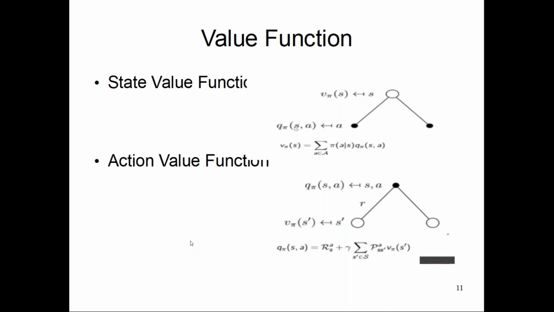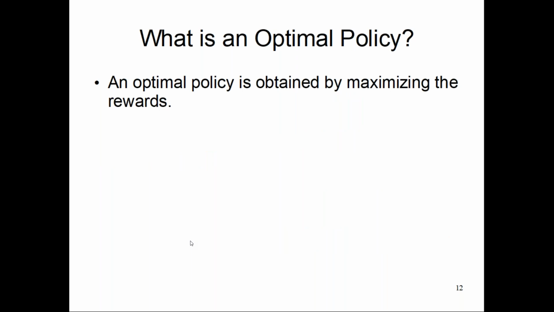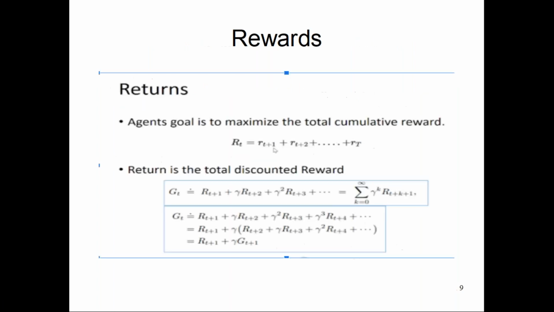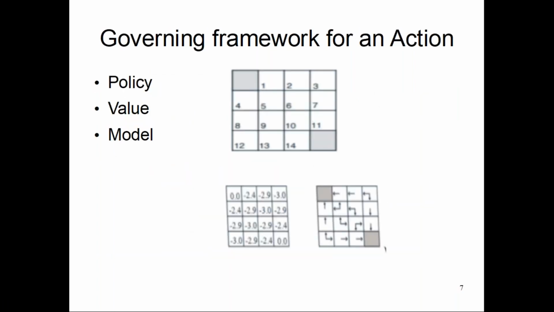Let's move further now. What is the optimal policy? Now let me slightly go back. In this grid, the shaded region near 1 is the starting point, and the shaded region near 14, between 14 and 11, is the goal.